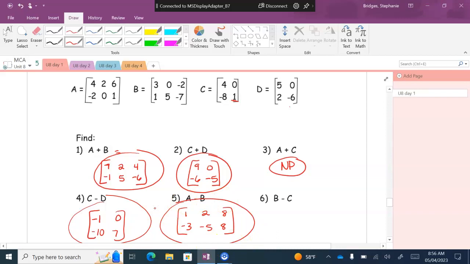B minus C, can I do that one? No, they are not the same size, so we just put not possible. That's about as hard as adding and subtracting gets. Is everybody good? All right.